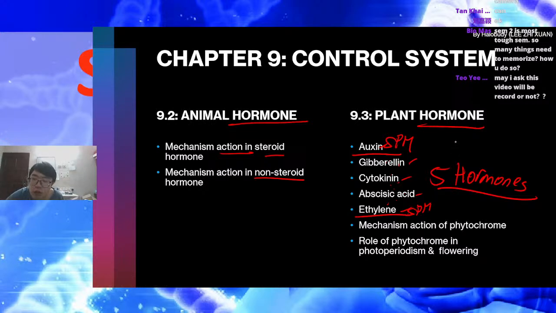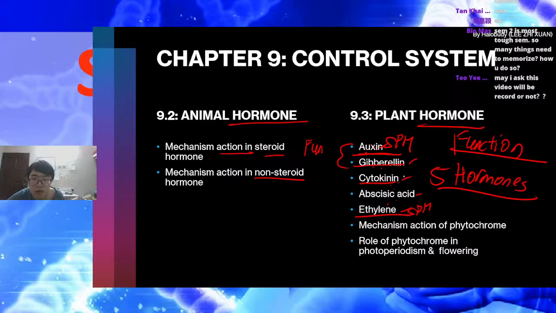What do you have to know? Mainly the function of these 5 hormones in plants. And also you have to know the collaboration. It means that when auxin and gibberellin are mixed, what is their function? And when auxin is mixed with cytokinin, what is their function? Auxin with gibberellin has its own function, and auxin with cytokinin has its own function.